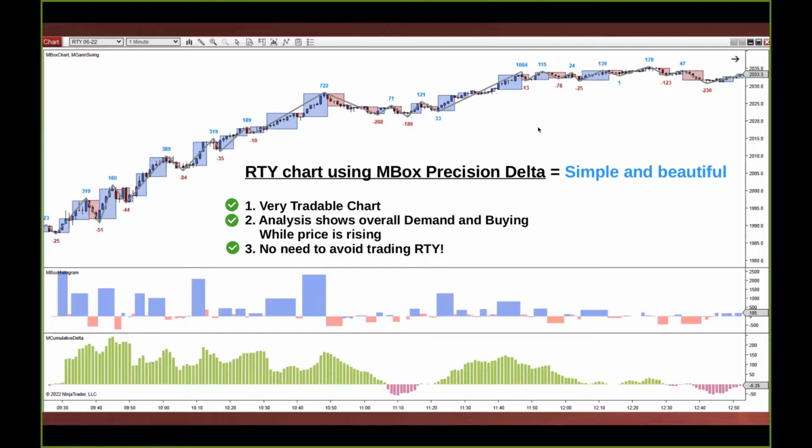This is what I use strictly today. I don't use the native Delta at all anymore. I use my own Precision Delta for all charts. And it has made my trading even better. I trade now better than I have before.